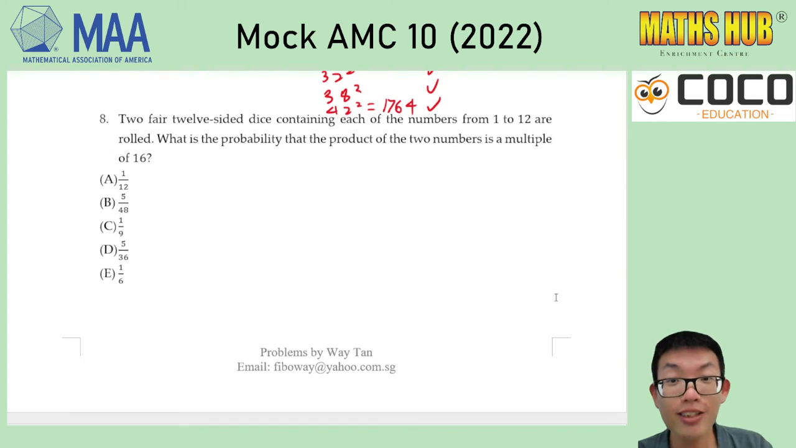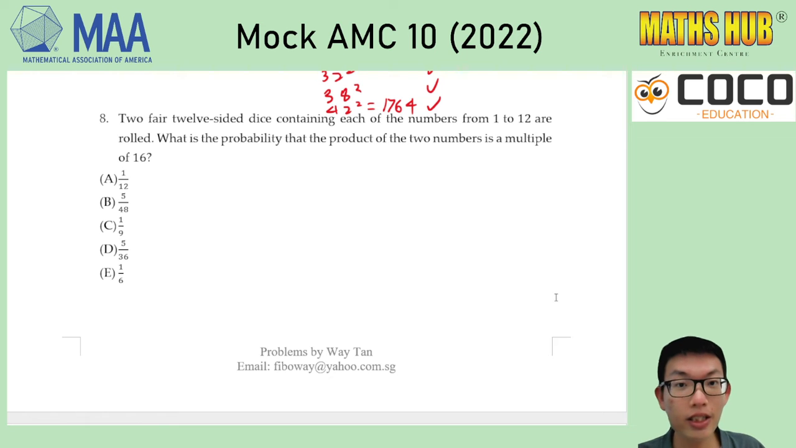Question 8. Two fair 12-sided dice containing each of the numbers 1 to 12 are rolled. What is the probability that the product of the two numbers is a multiple of 16? Here we are multiplying. And when we are multiplying, it means that you are trying to see, have I gathered enough factors from both of my dice? Now, none of the dice even have a 16, let alone a multiple of 16. So you need a bit of help from both of your dice.